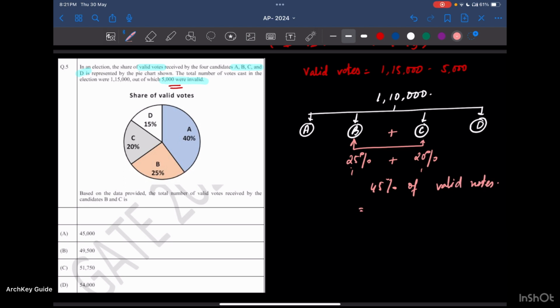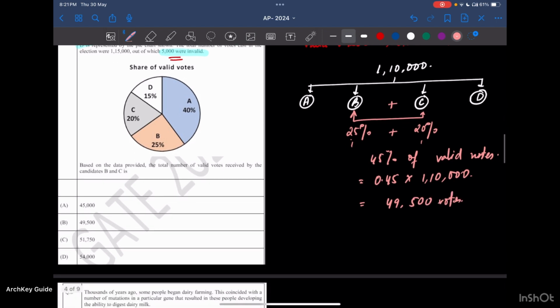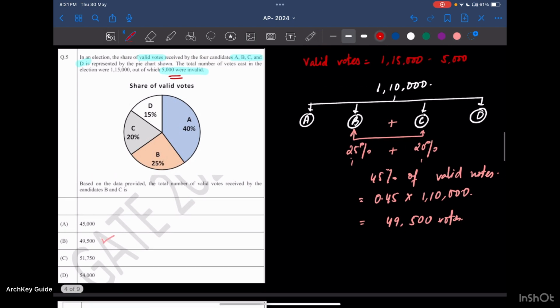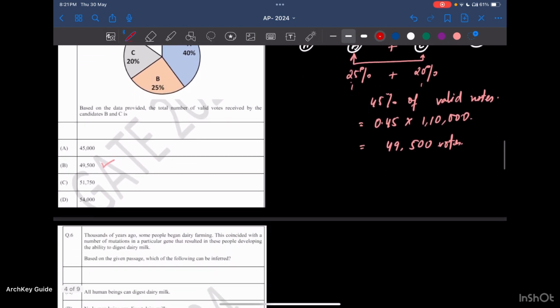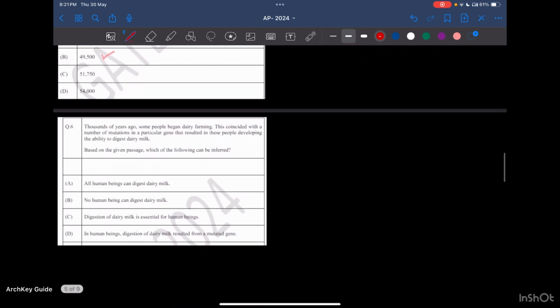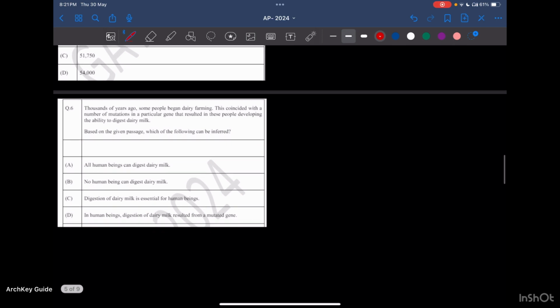right? Which would be how much? 0.45 of 1,10,000. So this would come out to be 49,500 votes, which means answer is again B. Clear? So in this type of questions, it's very important that we read through the whole of the question and then start. Okay. Then we have question number 6.